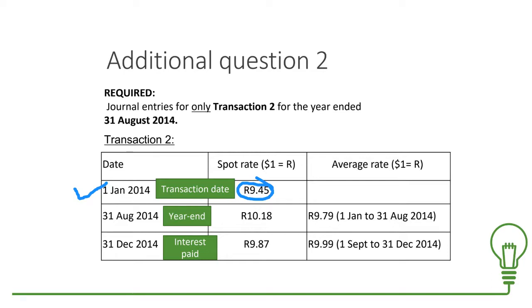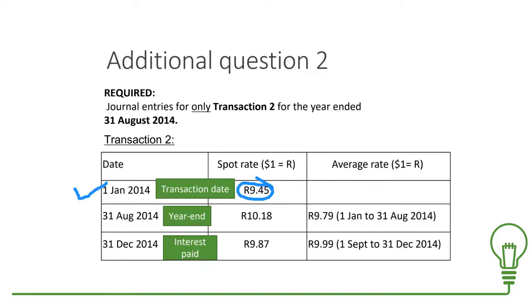What do we need to measure at 9 Rand 45? Firstly, the money is coming in into our bank. So we're going to debit bank. We need to measure that at 9 Rand 45 because that's the fair value of the money at that time. And then we need to create that creditor, that liability. And the liability is the monetary item. That's the item that we need to keep remeasuring. Okay.